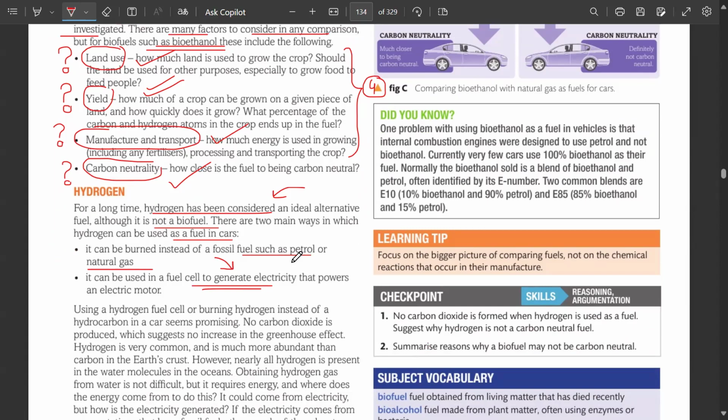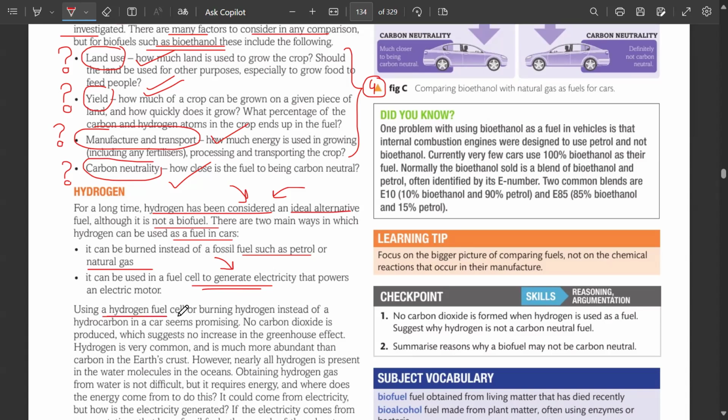हाइड्रोजन कहाँ से आते हैं वो हम वाटर से लेते हैं. There is a whole back-end story to that, how it is obtained from water. But doesn't that also take a lot of energy to create? It does. That is why we are saying that we did consider it as an ideal alternative, but it's not. It's not a biofuel पहली बात तो.